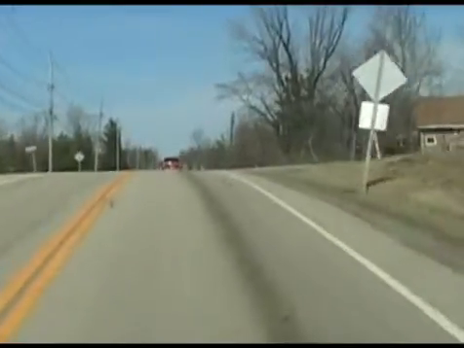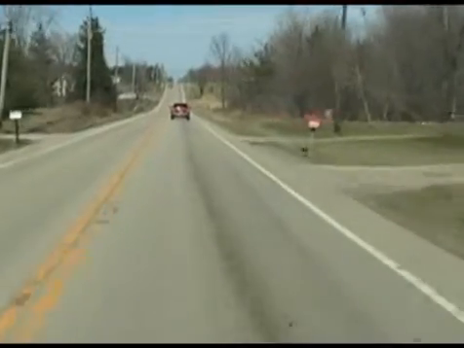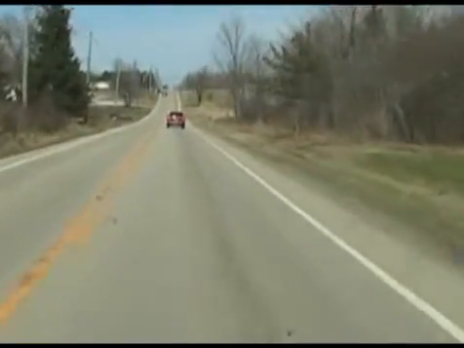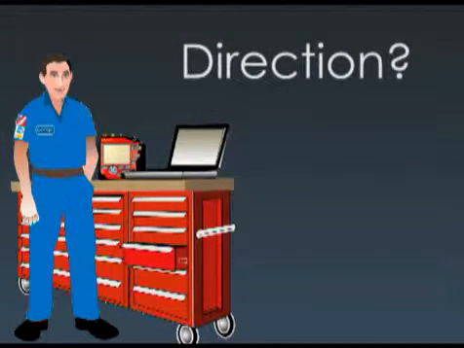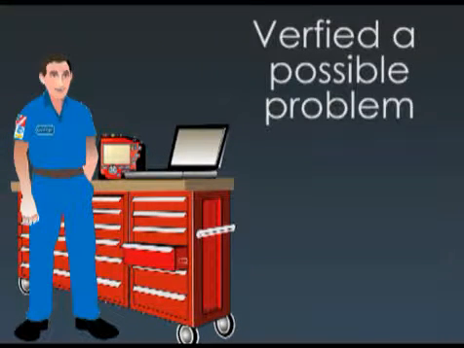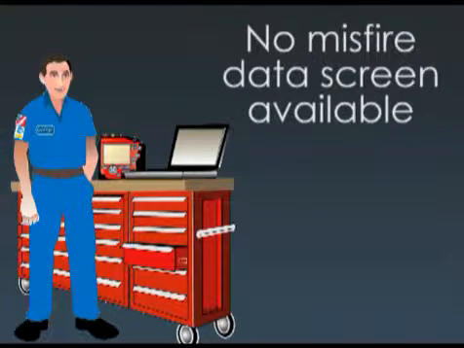We take the truck for a test drive and it runs fine right now. Once in overdrive with the torque converter locked, we felt a misfire of some sort. So, where are we so far? We have verified a possible problem, but now we have to identify which cylinder or cylinders are misfiring. Since this is a Ford, we don't have the benefit of a misfire data screen.